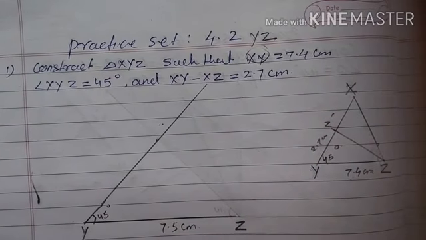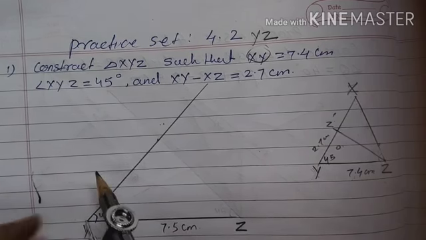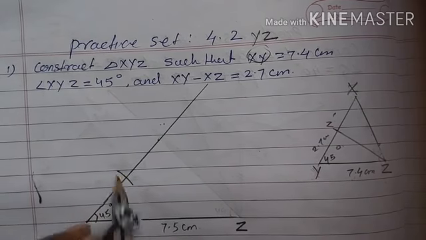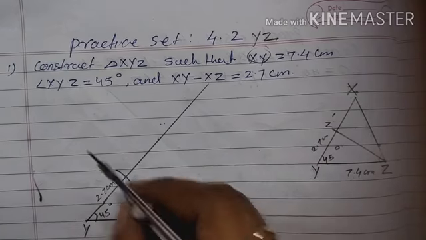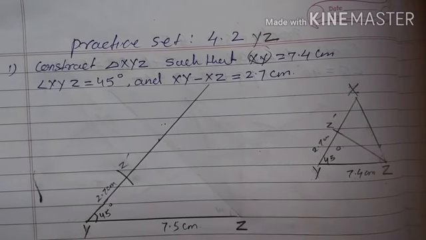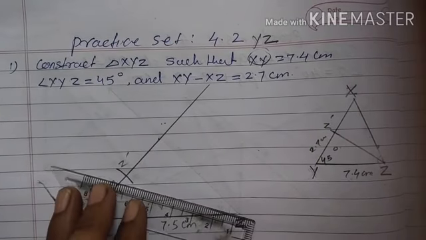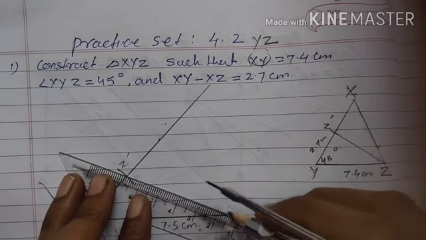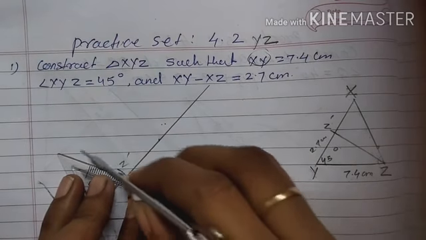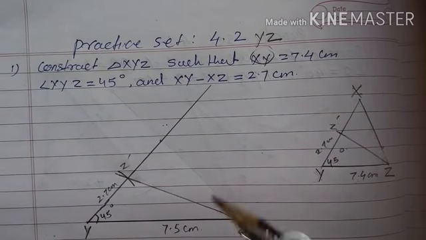Now the difference between the sides XY minus XZ is 2.7 centimeter. That means the subtraction: cut the angle ray that you have drawn at 2.7 centimeter and take the point as Z dash. Any point you can take. Measure the difference given on the compass and cut the ray of angle at 2.7 centimeter. Now join Z dash with Z.